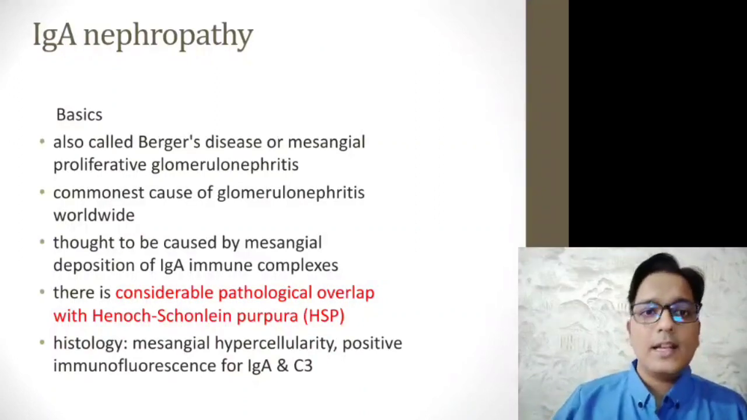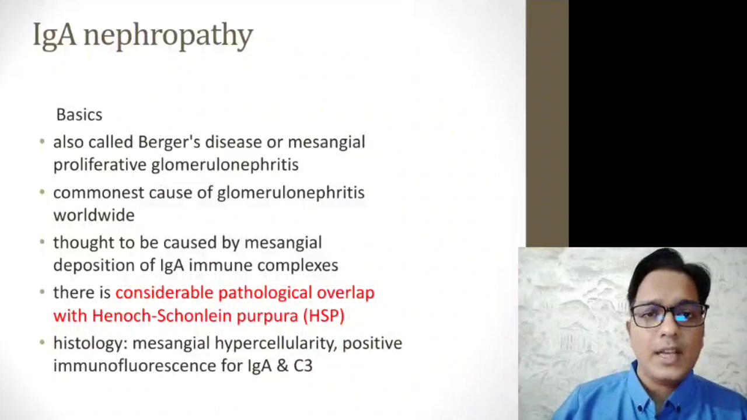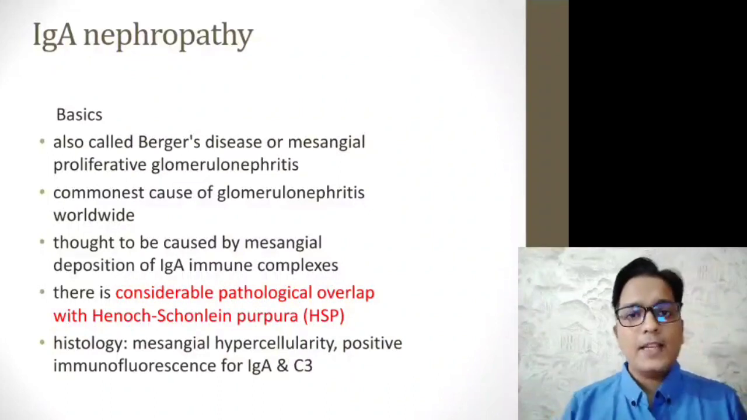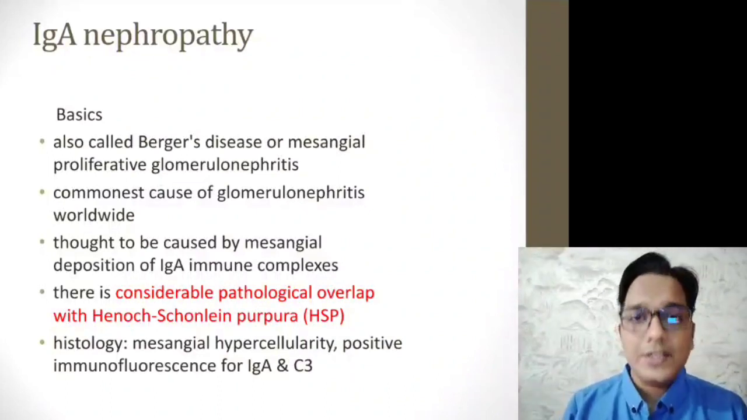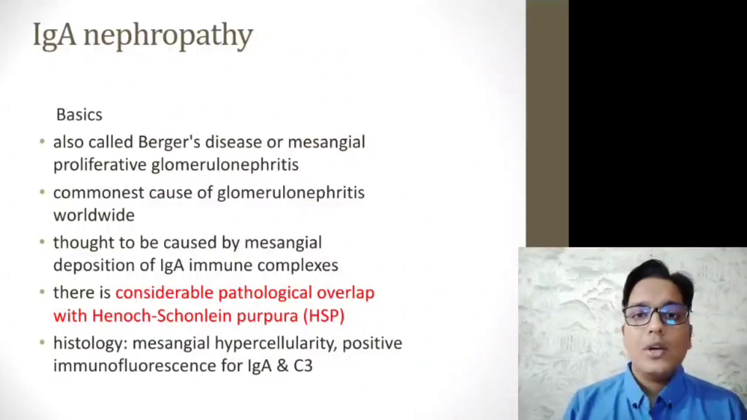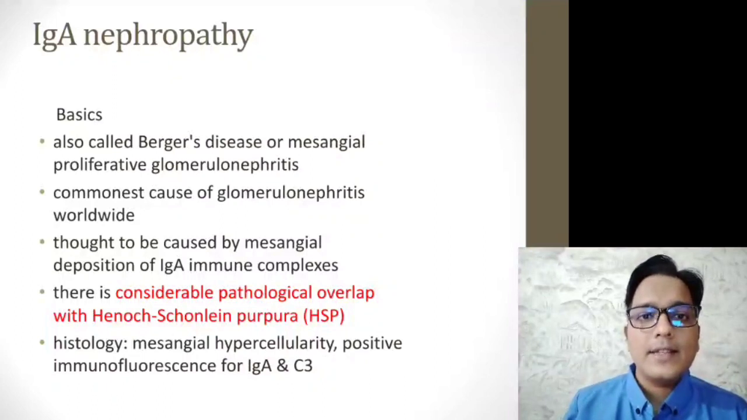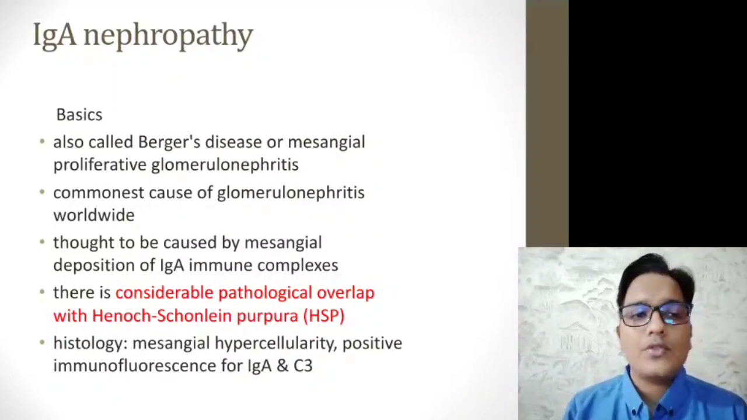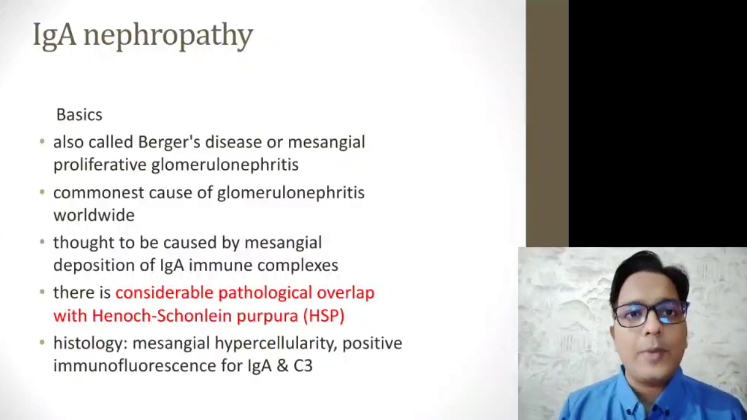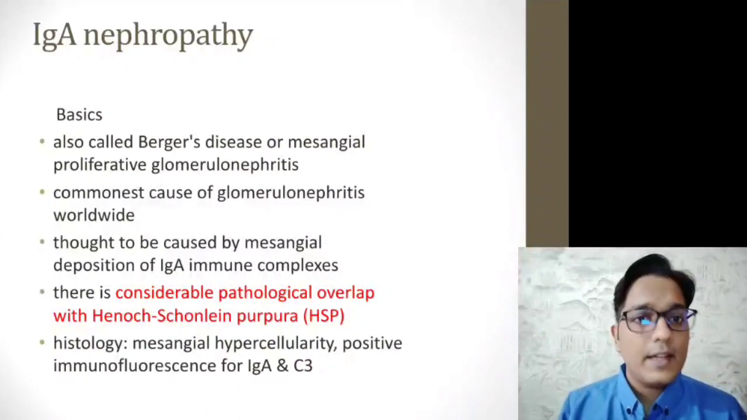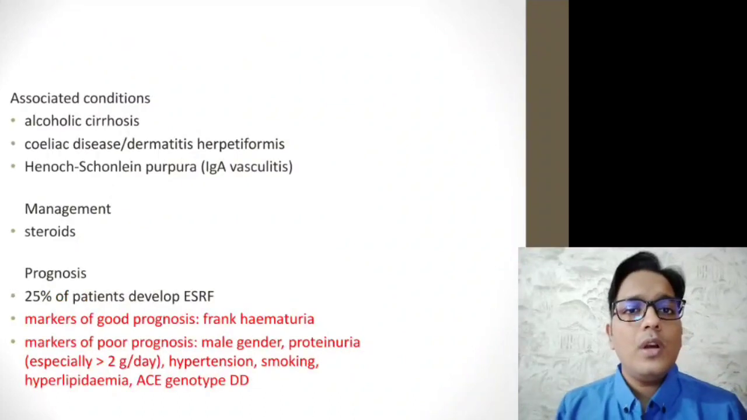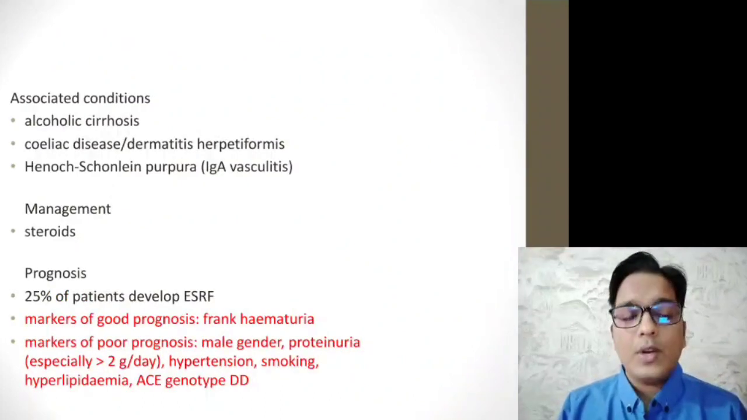In the skin lesions, we can find IgA in the skin biopsy. In the kidney biopsy, we can find the IgA in the kidneys. So when it involves all the organs, it is named IgA vasculitis or Henoch-Schönlein purpura. When it involves the kidney only, it is IgA nephropathy. So this is clear. We just need to know what the associated conditions of IgA nephropathy are.